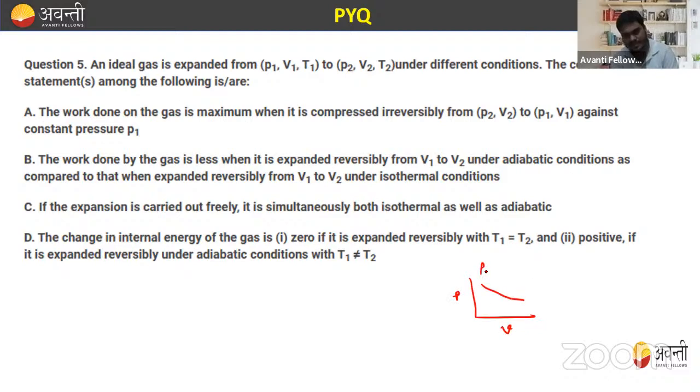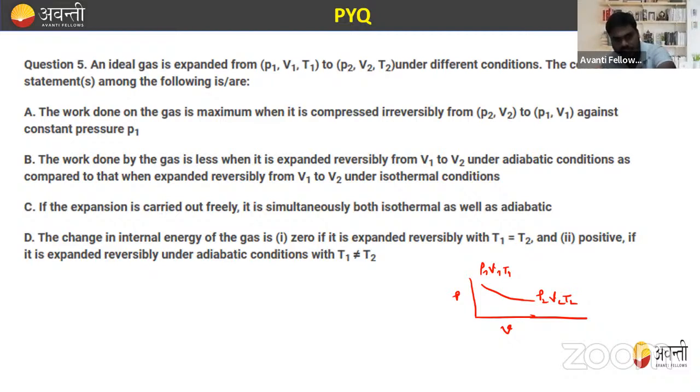The condition is like P1, V1, and T1, and then the condition P2, V2, and T2, right? Okay. The work done on the gas is maximum when it is compressed irreversibly from P2, V2 to P1, V1. It says work done is maximum when we take it from P2, V2 to P1, V1 against the constant pressure P1. Is it true? Yes, this is true. Obvious. Next is the work done by the gas is less when it is expanded reversibly from V1 to V2 under the adiabatic condition as compared to that when expanded reversibly from V1 to V2 under the isothermal condition.